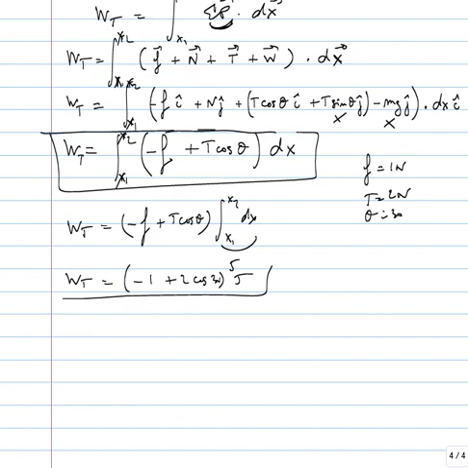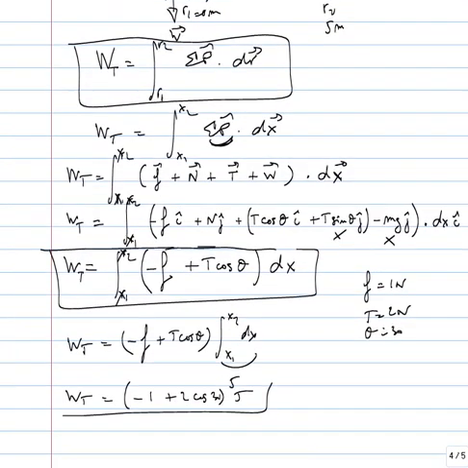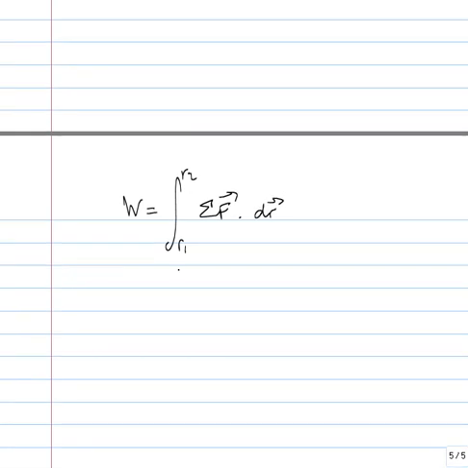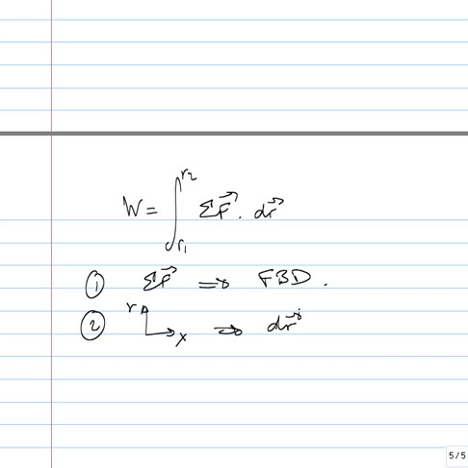So let's go back to the general case. We have seen with all those examples that if we have the work, the integral from R1 to R2 of the sum of the forces, all we need to do is first analyze all the sum of the forces. Therefore, this implies that we do a free body diagram. Once we have this, you want to make sure that you pick your coordinate system, x and y, such that one of those two is aligned with your dr. That will make your life easier.